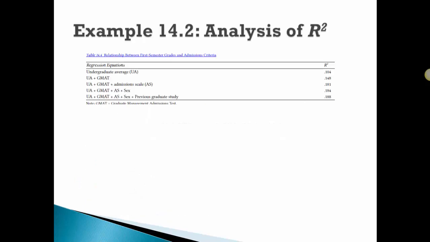And if we look at the R squared, now this is interesting. Start out with just the undergraduate average, and we're at R squared of about a little bit more than 10%. If we add the GMAT, we go up to about almost 15%. And then if we add that admission scale, we go up to 18%. But now adding additional variables here is not really gaining very much for us.